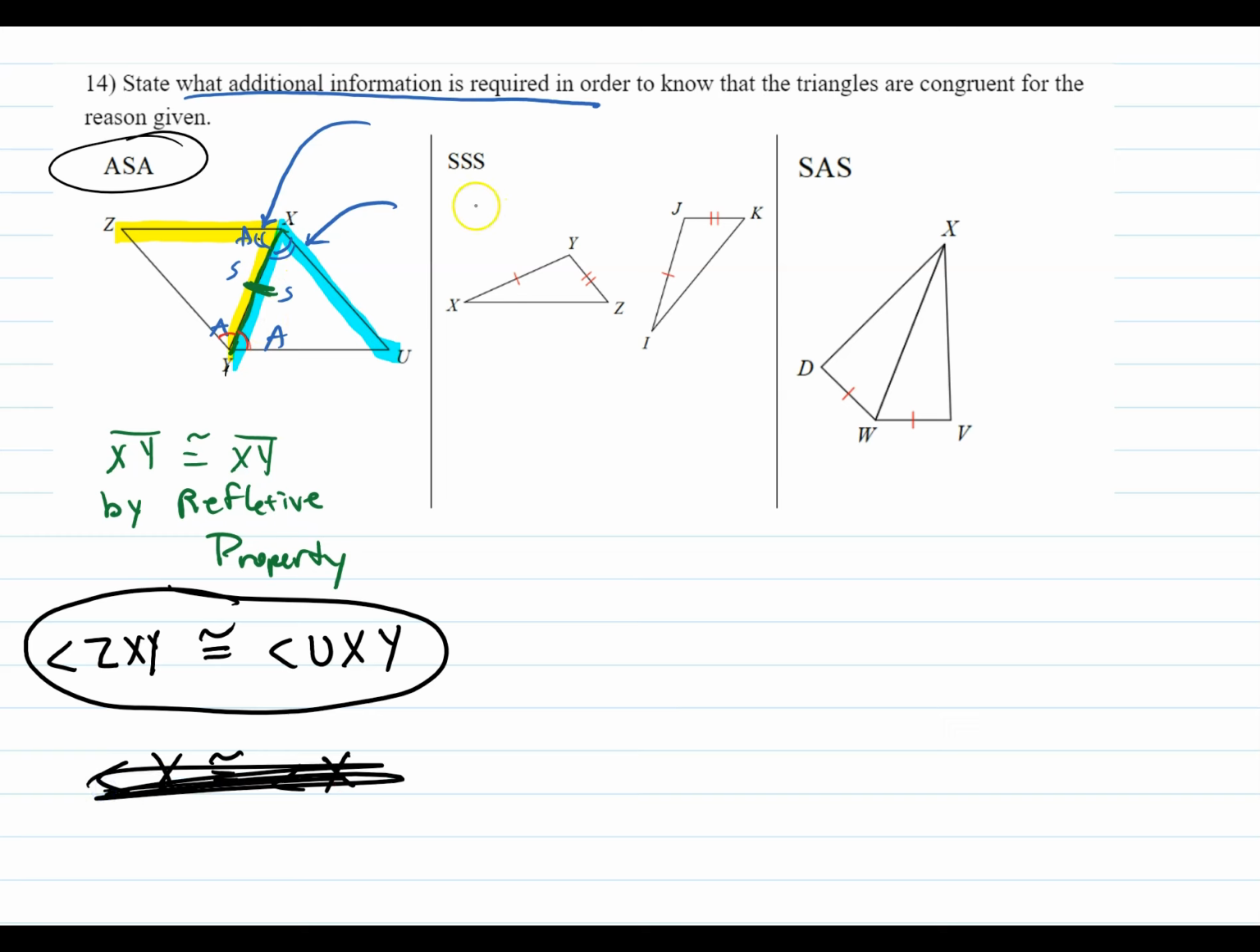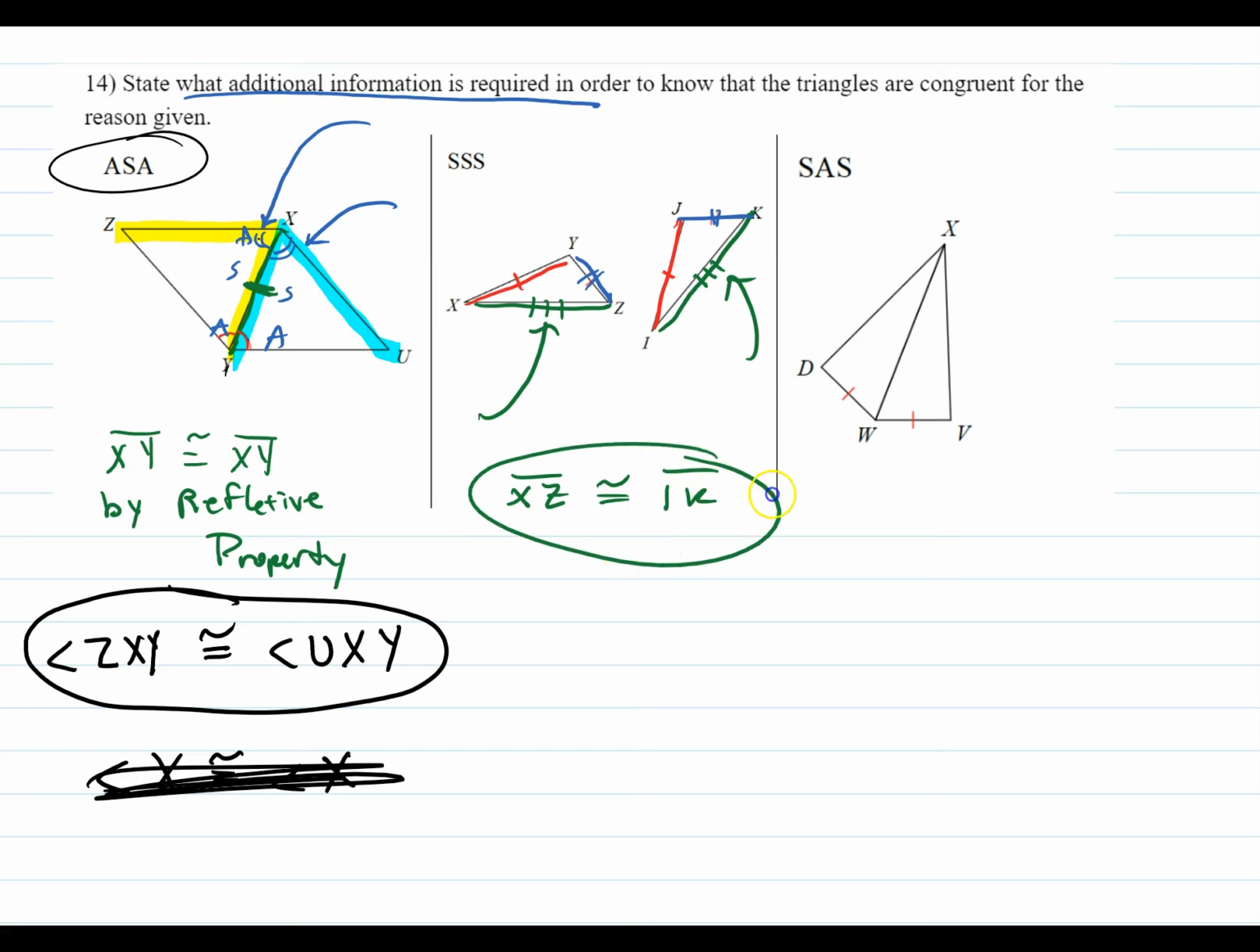B. I want to use SSS, but look what I have right now. XY and JI are corresponding because they have a single tick mark. YZ and JK are corresponding because they have a double tick mark, but I don't know anything about XZ and IK. So if I add in that information, then I could use SSS, right? So what did I have to add in? I had to add in that side XZ is congruent to side IK.